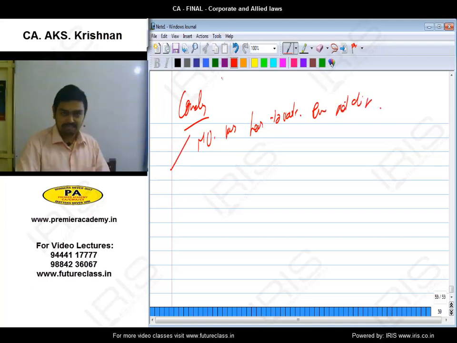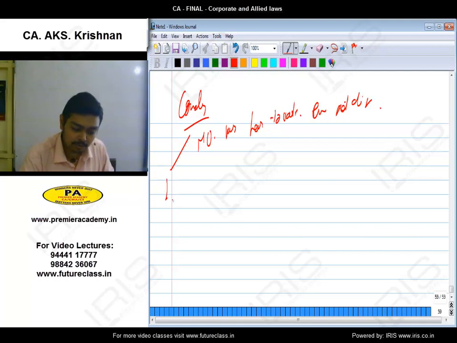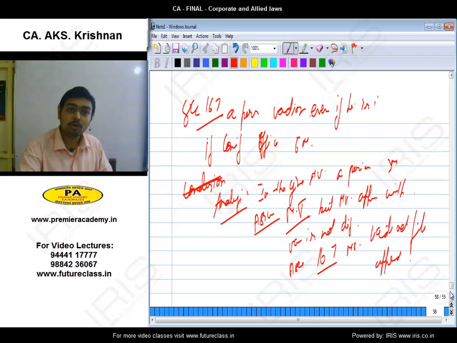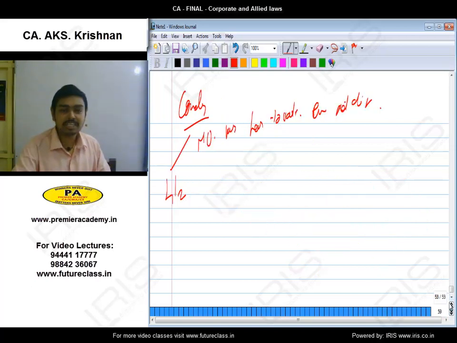This sentence he will tick. First he will tick this sentence. He will put 4.5. Then he will go for step marks. 4.5 you should get, not less than that.